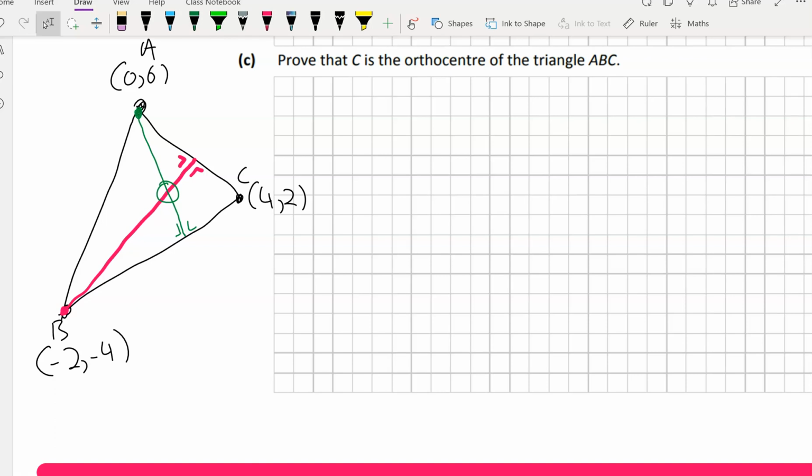Where two lines cross or intersect is solved by simultaneous equations. So I have two jobs here: find the equation of my green line, find the equation of my red line, and I'll be able to find where they intersect through simultaneous equations.